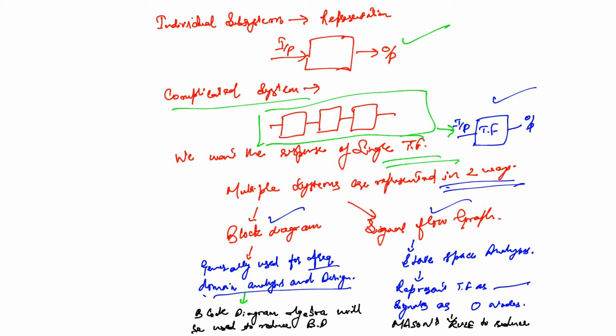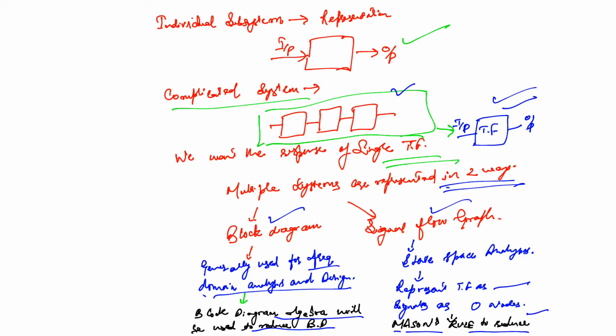Also, the block diagram algebra will be used to reduce the block diagram. That is, we want to reduce this complicated system into one transfer function with input and output. So for that, the block diagram algebra will be used to reduce that. And in the signal flow graph, Mason's rule is used to reduce the complicated system.